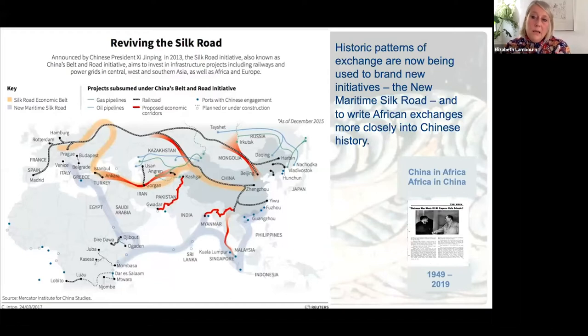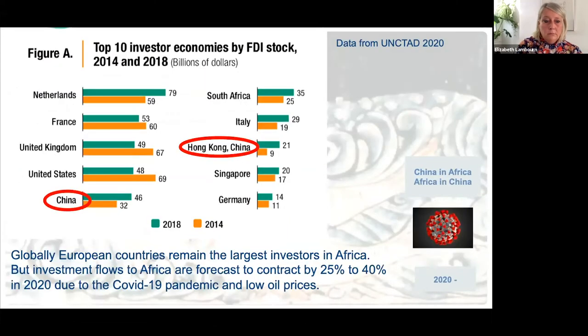Just wrapping up then, I wanted to make the point that historic patterns of exchange are now being used for brand new initiatives. So 2013, the announcement of the Belt and Road Initiative with this idea of the new maritime Silk Road. And you can see, I hope, these blue lines indicating the new plan for the Chinese new maritime Silk Road. And also a big increase in China in scholastic, academic and archaeological activity, looking at the history of maritime exchanges and China in Africa. Looking then at this globally, European countries are the largest investors in Africa still, but if you put China with Hong Kong together, they are actually second to the Netherlands for 2018 in terms of investment in Africa.